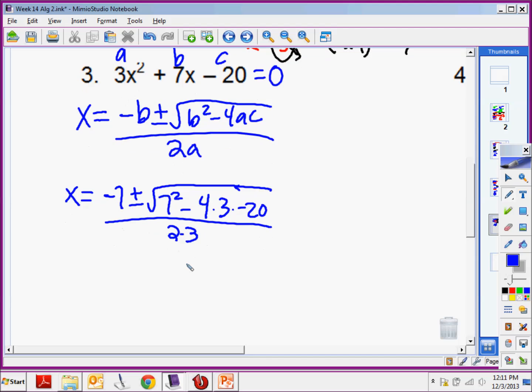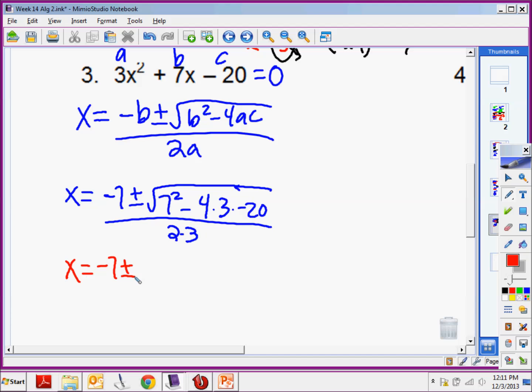Correct? Did I lose anyone, or do we all understand what happened? Did I lose anyone? No. Alright, so you have X equals negative 7 plus or minus.